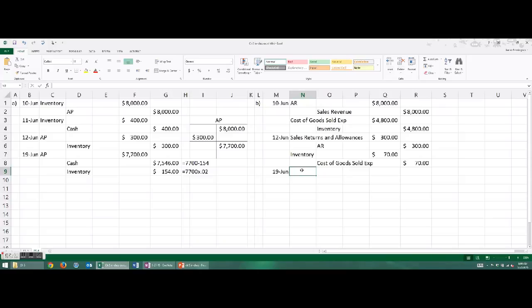Since we've already journalized this transaction from the buyer's perspective, we already know the amount of cash that's coming in. It's going to be our $7,546. There is going to be a sales discount, which is a contra revenue account, so we're going to debit that.